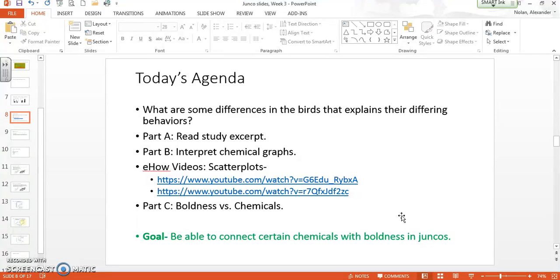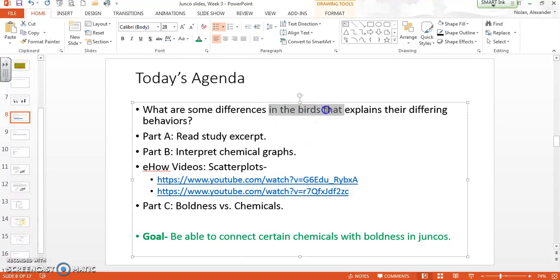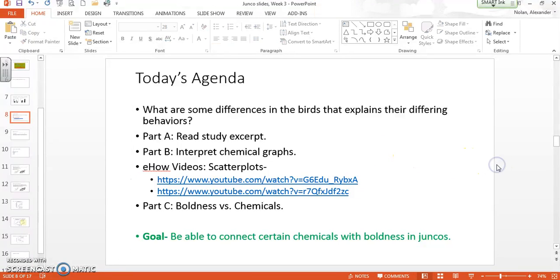So our central question here for today is, what are some differences in the birds that explain their differing behaviors? We've got our two populations. So what we're going to do is talk about what are some things that could be causing these differences in the birds. I want to go through an abstract excerpt with you just to talk about what this excerpt is supposed to say, because it's kind of complicated.